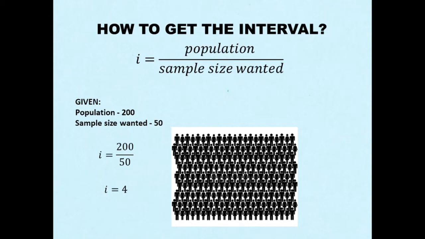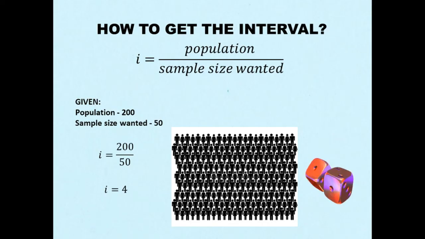Determining your interval, ito yung formula. Hindi ikaw yung basta-basta magdi-decide na lang. Lahat yan, in terms of research, everything should be standardized. Kailangan lahat may sinusunod tayo. Okay? Population over the sample size wanted. Halimbawa, 200 population, then ang kailangan mo ay 50 na respondents. Then 200 divided by 50, therefore it will give 4. Sabihin yung interval ay 4. Sabihin kada 4.